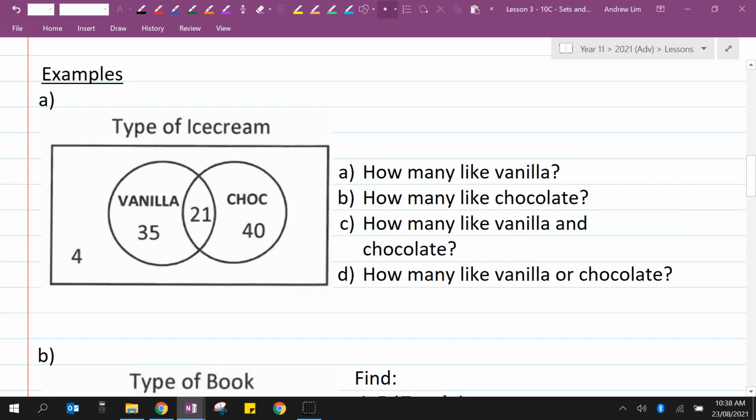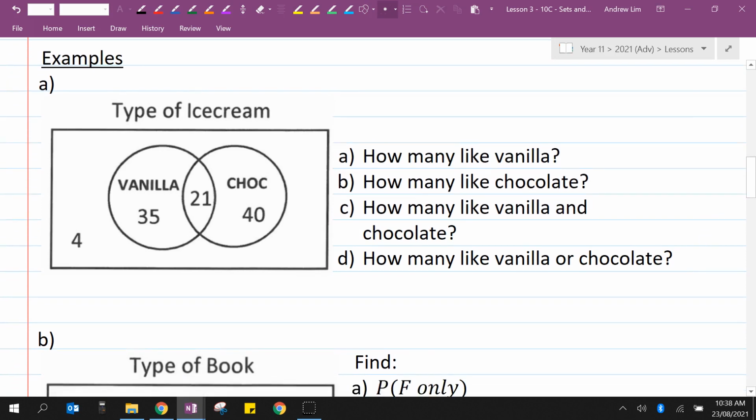So let's have a look at some examples. Here we've got people who were surveyed about which flavor of ice cream they prefer, vanilla and chocolate. These people like both. These people like vanilla only. These people like chocolate only. And these 4 people don't like vanilla or chocolate. Let's have a look at question A. How many like vanilla? All of these people like vanilla.